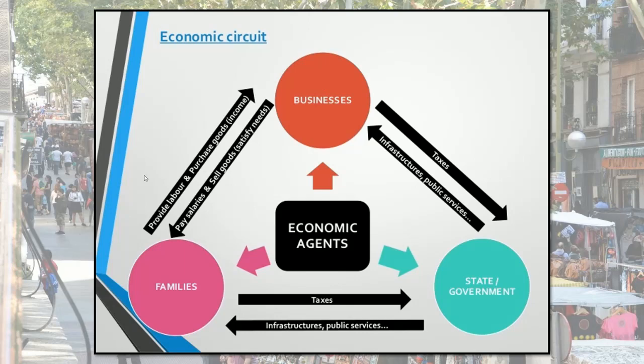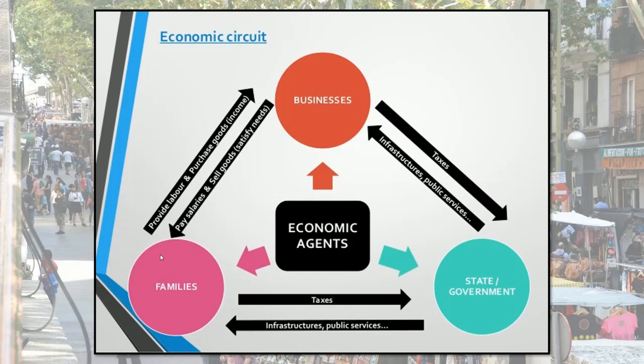So how do these three agents relate to each other? Very easy. Both businesses and families pay taxes to the state or to the government. And in exchange, the state provides services for both businesses and families, such as infrastructure or public services, such as education, healthcare, security, etc.